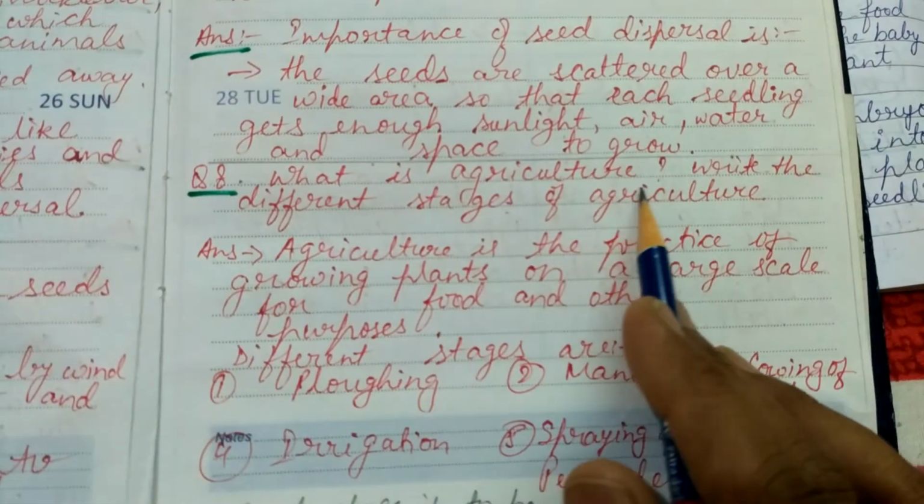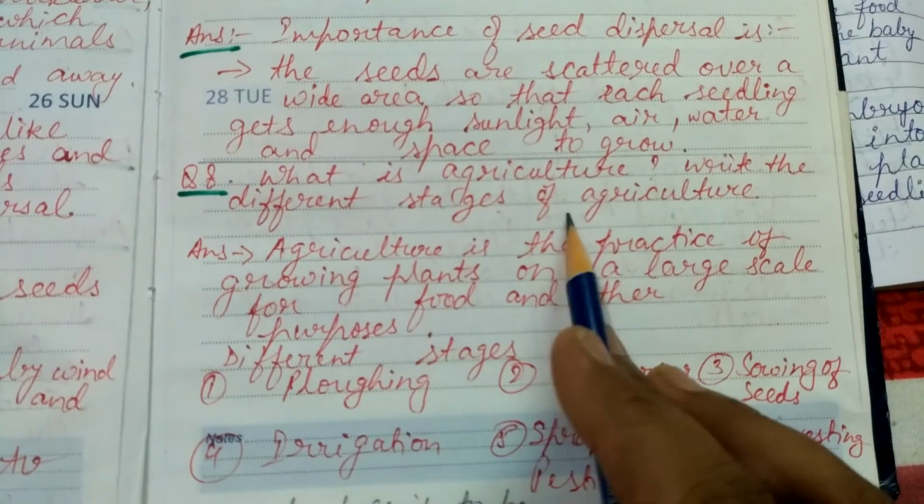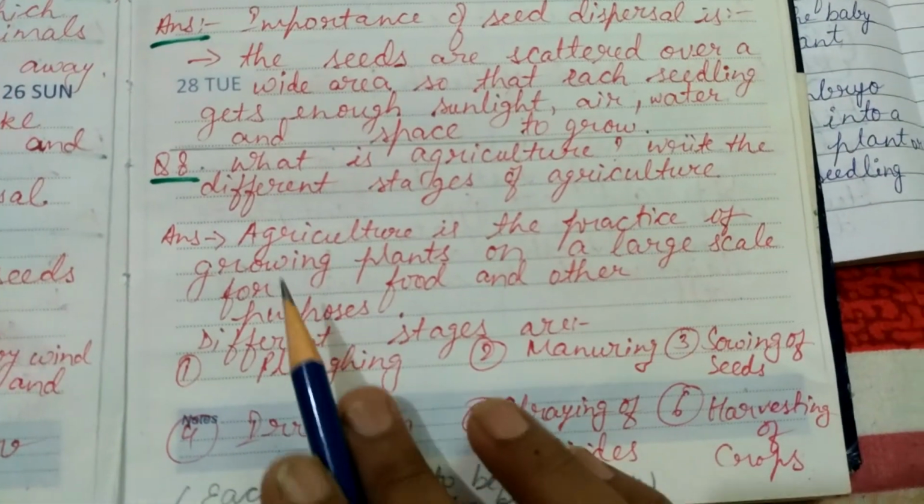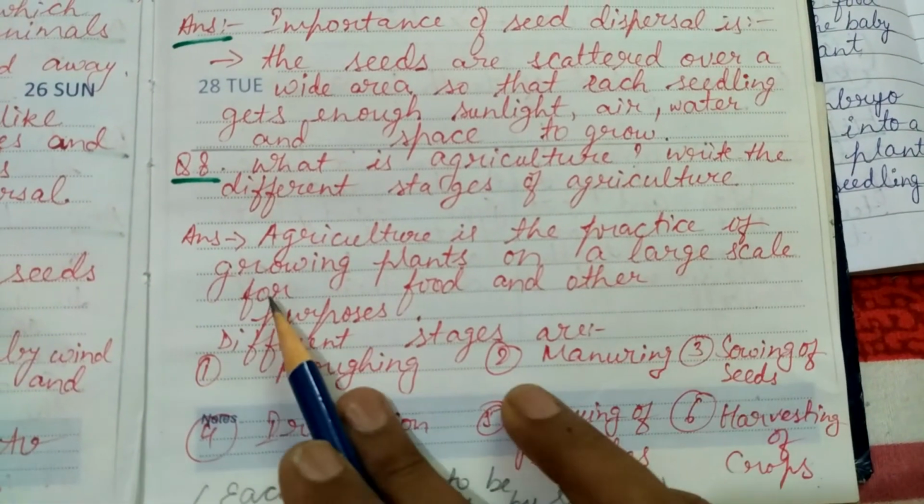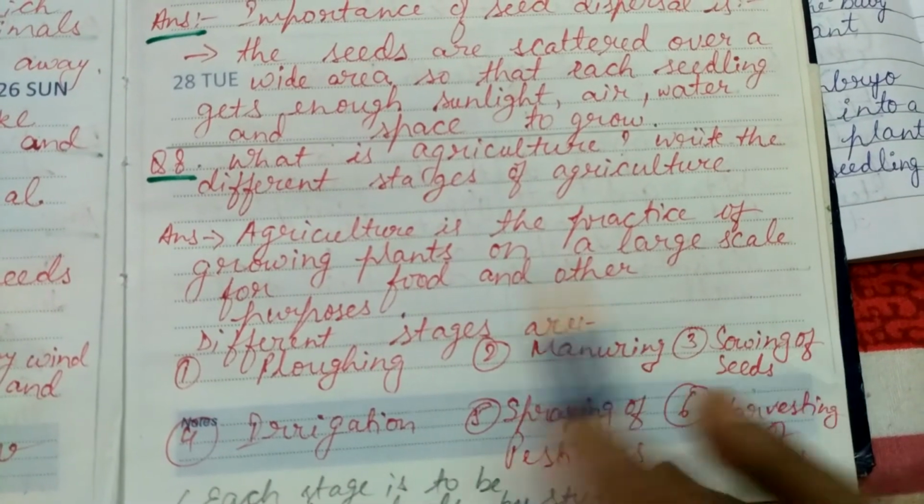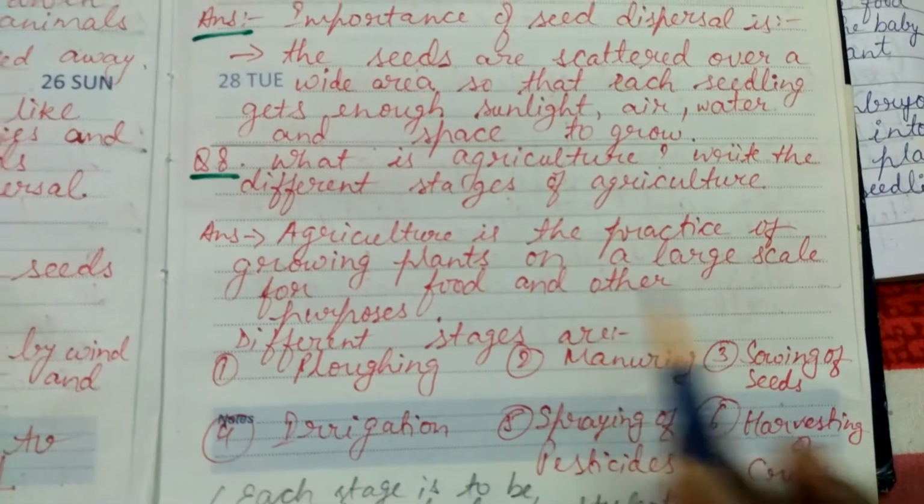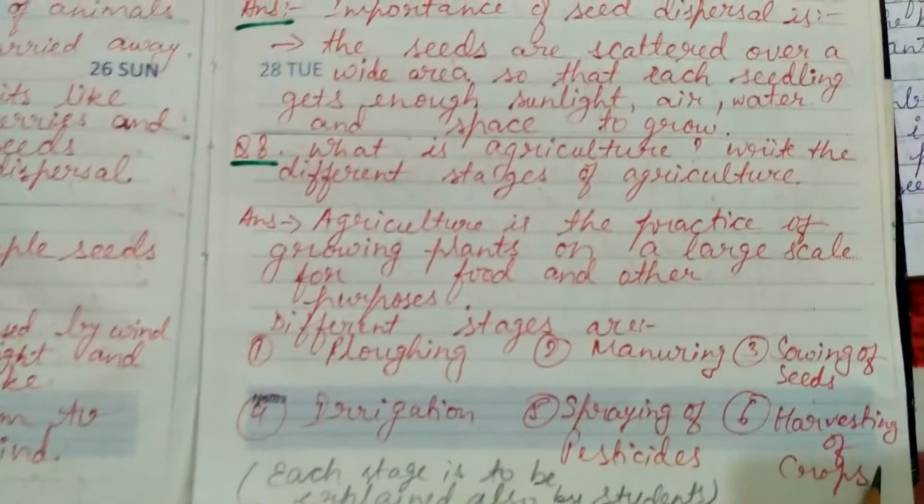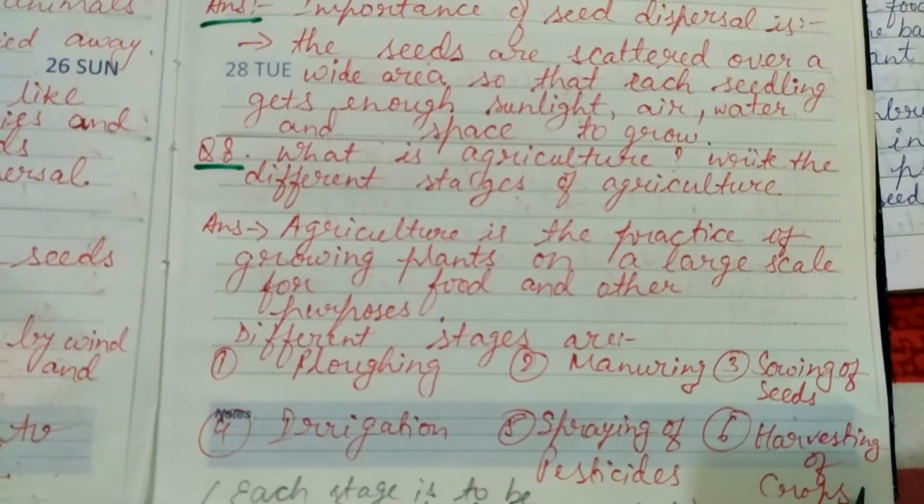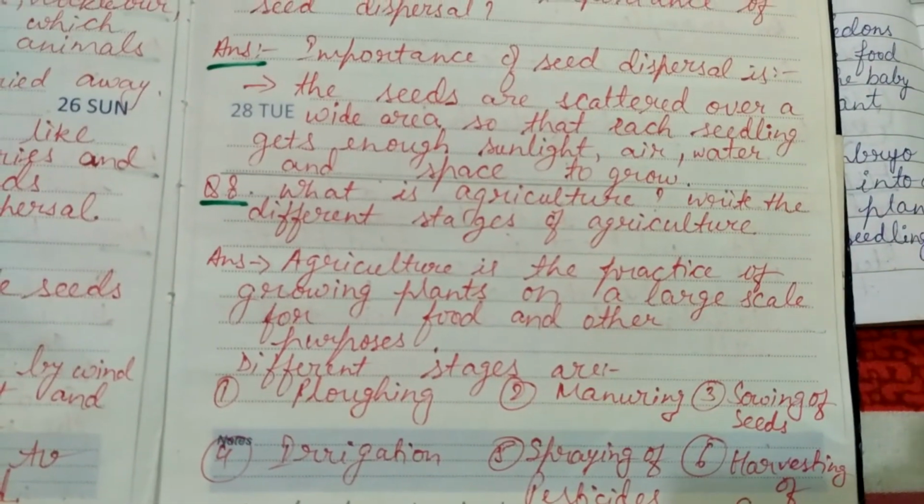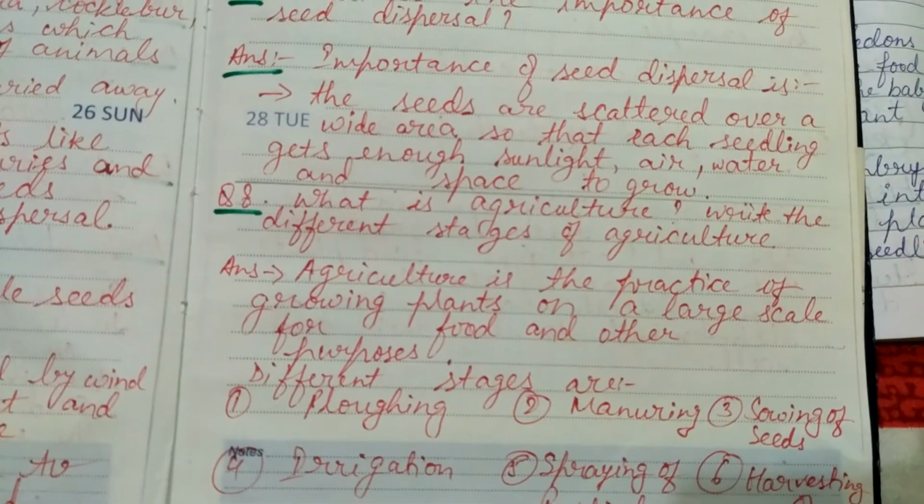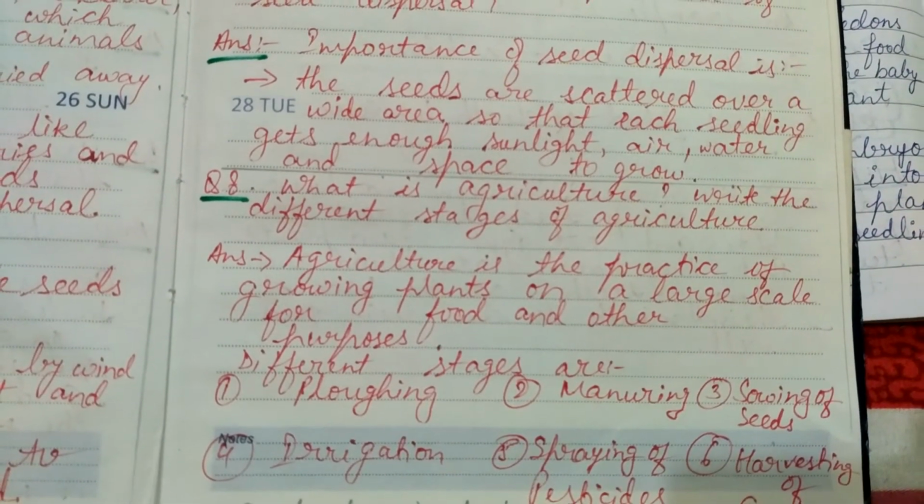Next, what is agriculture? Write the different stages of agriculture. So, agriculture is the practice of growing plants on a large scale for food and other purposes. Obviously, why do we grow plants? Because plants give us so many things. We need cereals to eat. As food items, we grow vegetables, we grow fruit trees, fruit orchards.